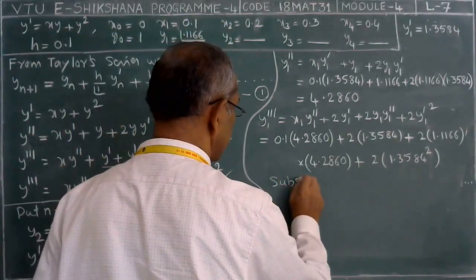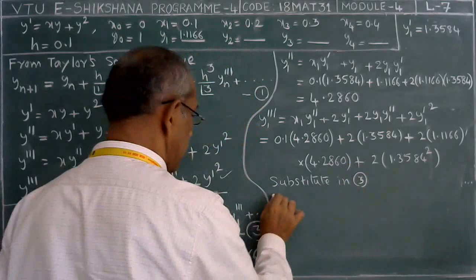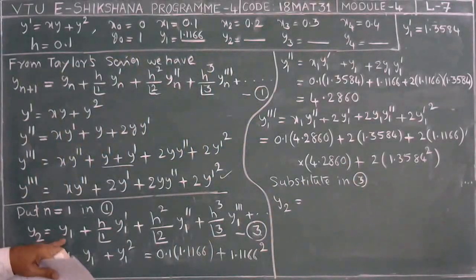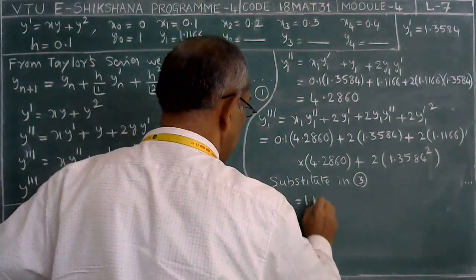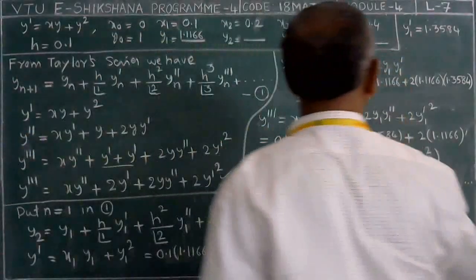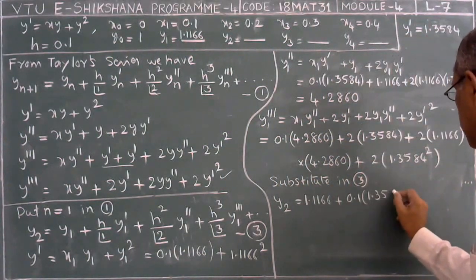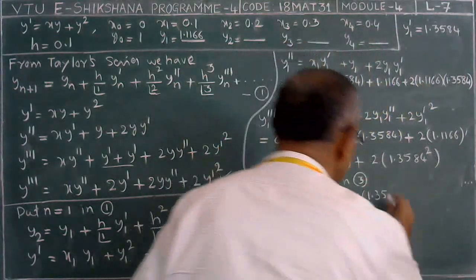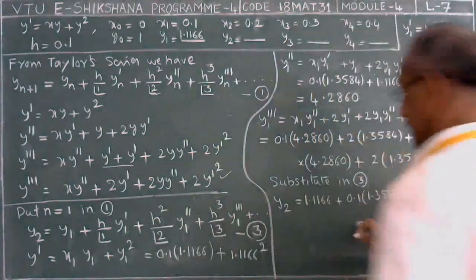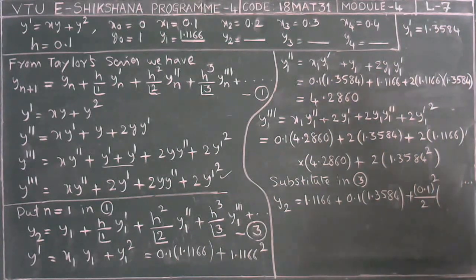Substitute in equation 3. So we get y2. So y2 in terms of y1 is 1.1166 plus 0.1 divided by 1 into y1 dash, 1.3584, then plus h square, 0.1 whole square divided by 2 into y1 double dash.